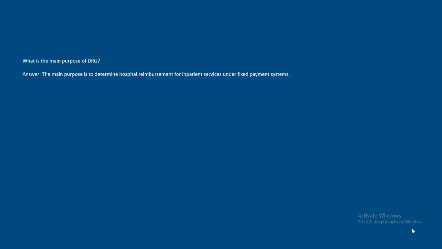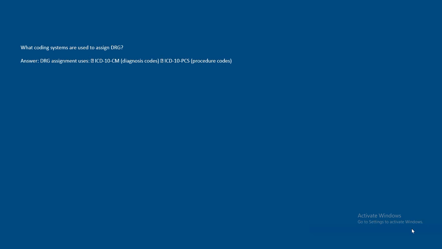Next, what coding systems are used to assign DRG? Basically, what are the types of codes we will use to assign DRG? In inpatient coding, we will use ICD-10 for diagnosis codes and ICD-10 PCS for procedure codes. Based on these two coding systems, the hospital will get the payment. Because of this reason, for inpatient coders, DRG plays a very important role.